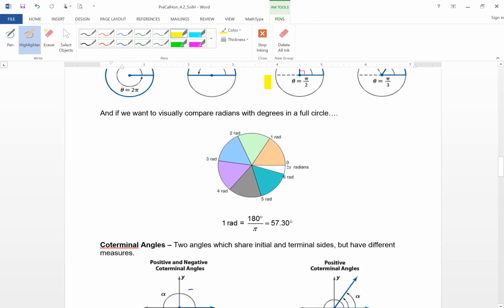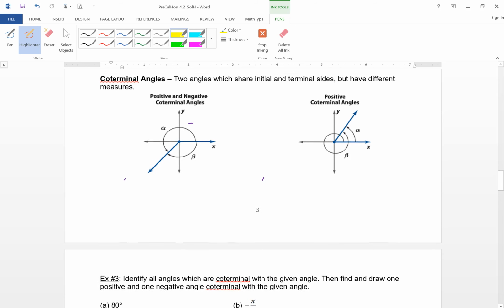If you get a circle and you want to compare radians to degrees, this is how they look. You have 360 degrees, but just 6 and a little bit radians. Because it's 2 pi, these are not equal. Pi is 3.14 radians. That's just 3 radians.